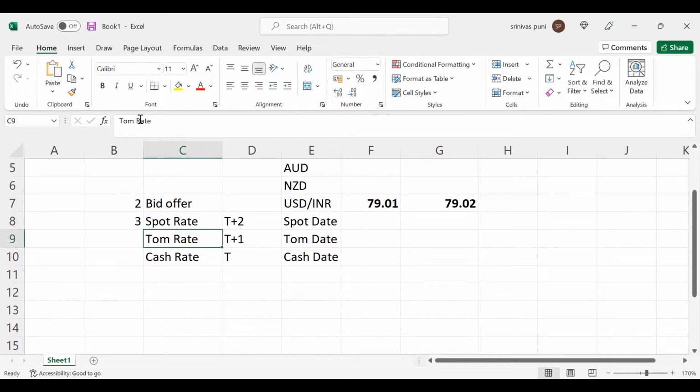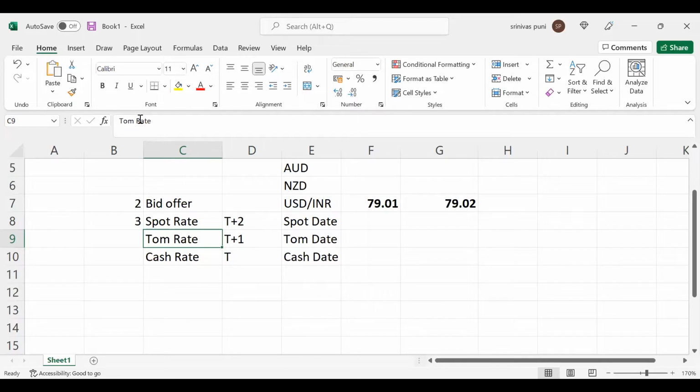So the concept of how markets are quoting the FX rates, then the concept of bid offer, and finally the concept of spot rate, TOM rate, and the cash rate. These 3 are what we discussed last time. Again, I'm repeating it for everybody's benefit. Okay, so this is what it is.